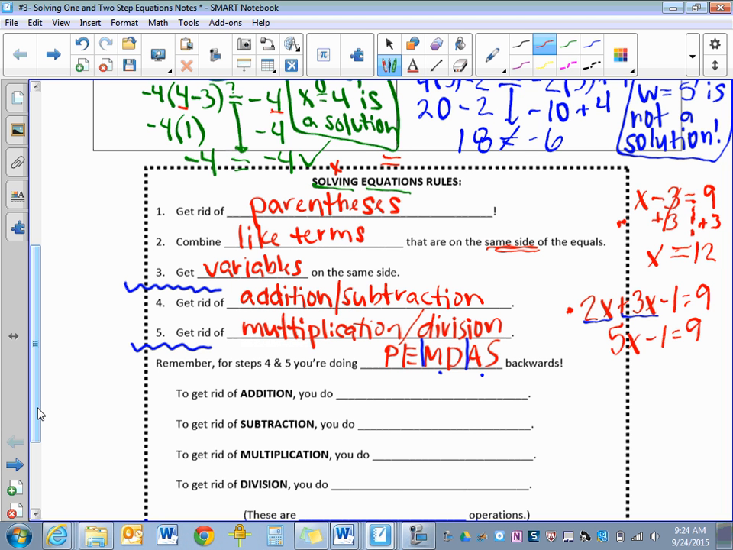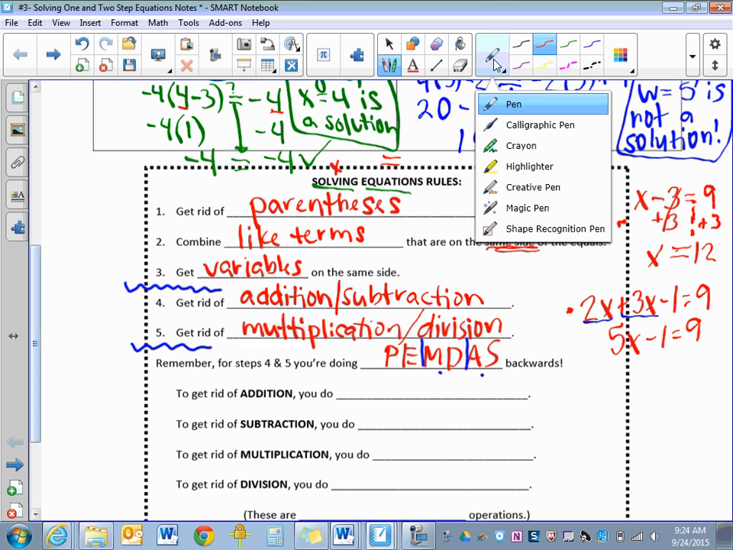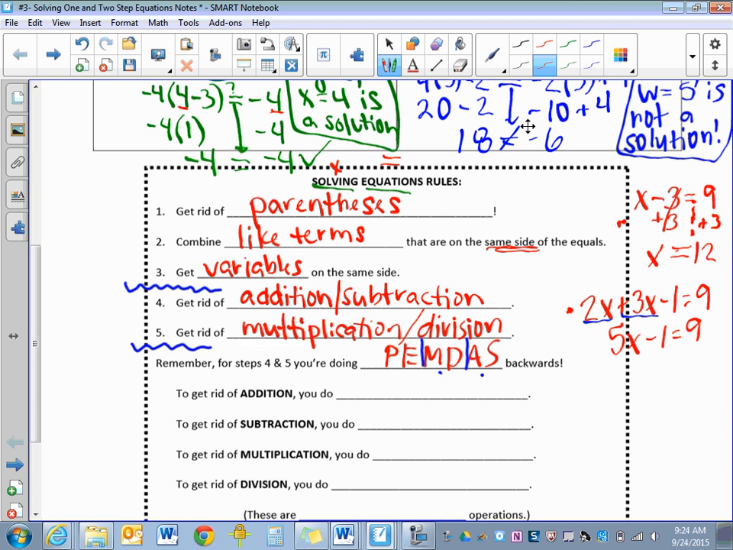So to get rid of addition, you do subtraction. Again, that's for crossing that equal sign. If I'm trying to get rid of addition, I do subtraction. I am undoing it. It's that inverse operation. To get rid of subtraction, you do addition, just like I did up here. I had subtraction. To get rid of it, I did addition. So we're doing the opposite operation, the inverse operation.